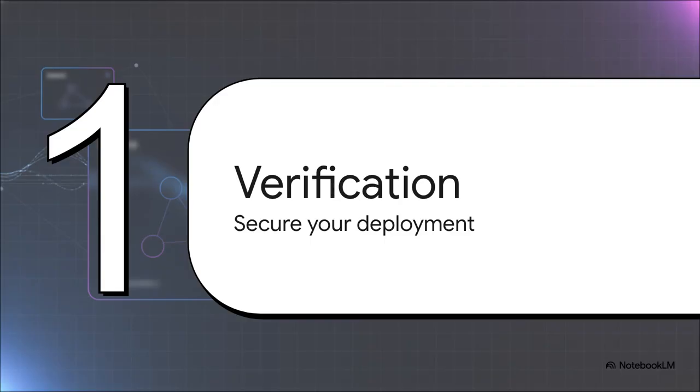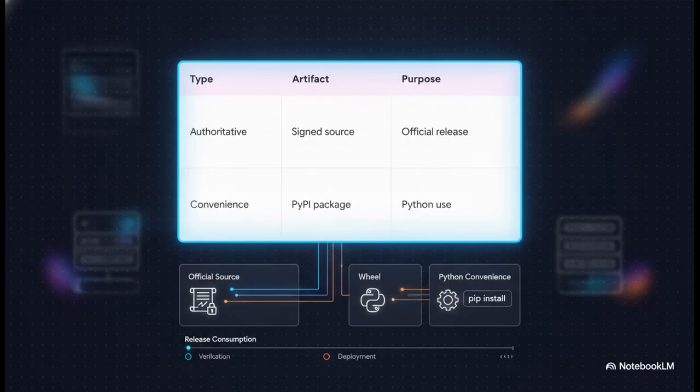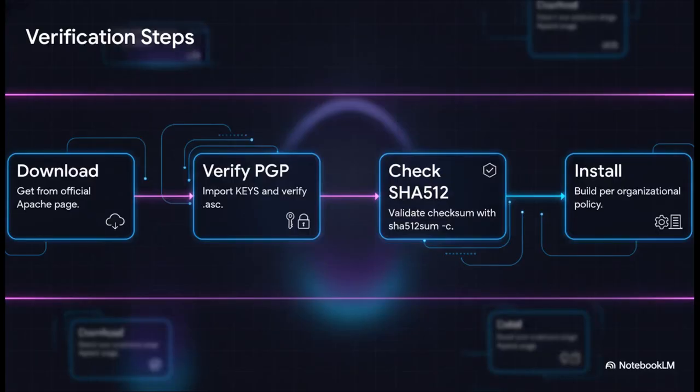Which brings us to Section 4, Enterprise Verification. Look, if you're deploying into a strict, compliance-sensitive environment, a quick PyPI install probably isn't going to cut it. The Apache Software Foundation looks at release consumption through 3 distinct lanes. The official, authoritative artifact, that is always the signed source release, which you grab from the Apache distribution page. The PyPI packages, the ones you normally pip install, and those pre-built wheel artifacts, Apache officially considers those just conveniences for everyday Python use. Even though they contain the exact same bits, the signed source is treated as the one true source of truth.